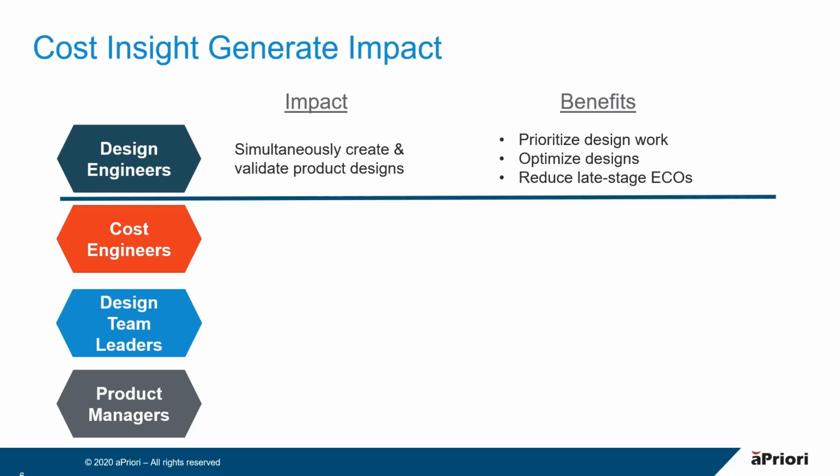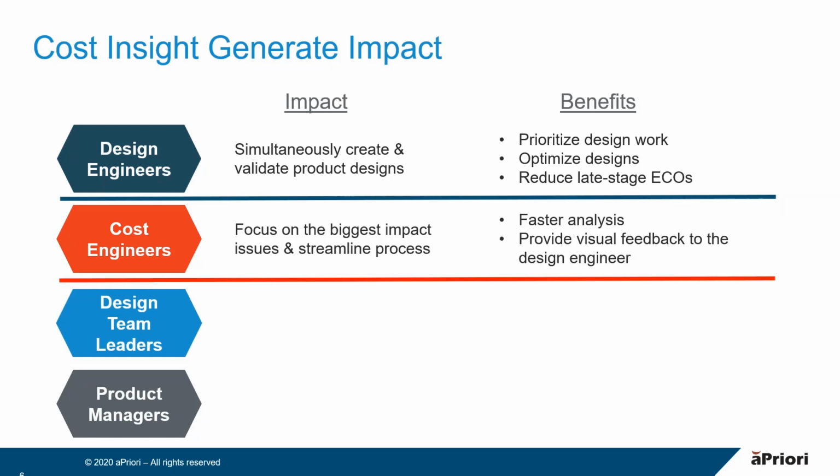design engineers can now design and validate simultaneously and then get input on those parts that need a deeper look in helping to optimize those designs and ultimately reducing getting called out later and having a late stage ECO for a manufacturability issue. Cost engineers have the opportunity to streamline the process and focus on the items with the biggest issues and being able to do faster analysis and faster response so that they can look at parts, but also let the automated analysis run for those that they don't need to dive into as deep, but that feedback can go to the design engineer.